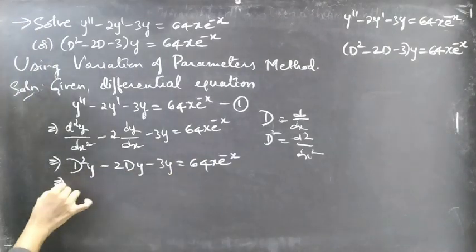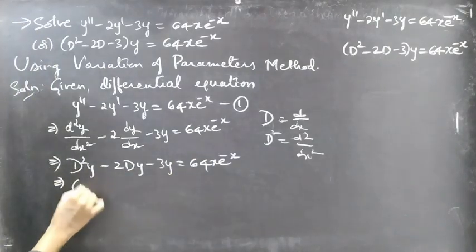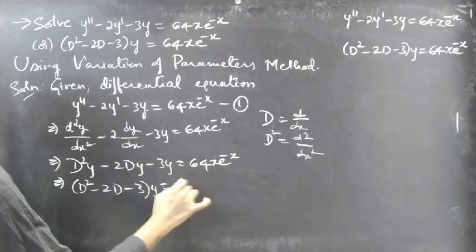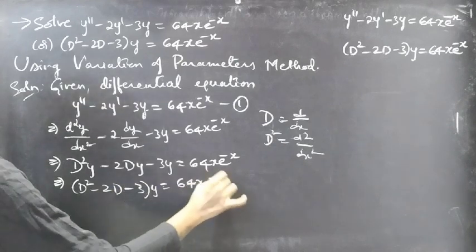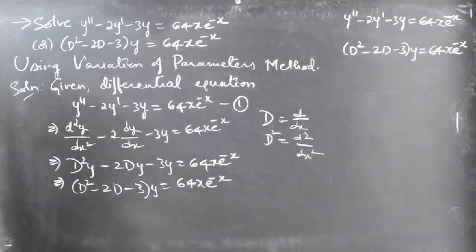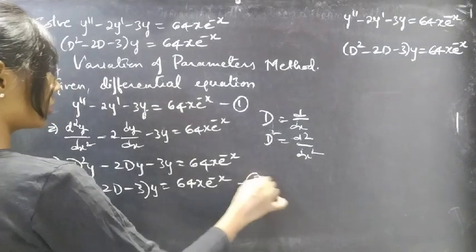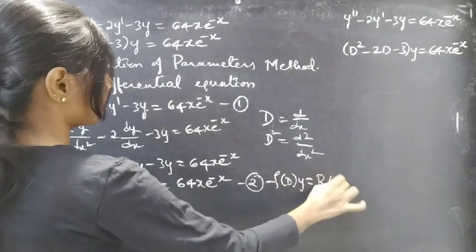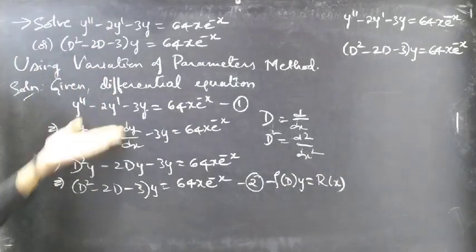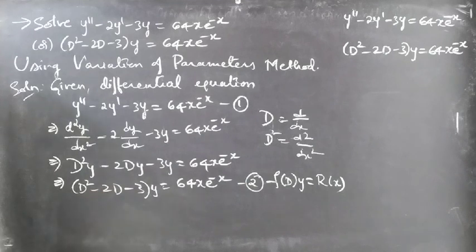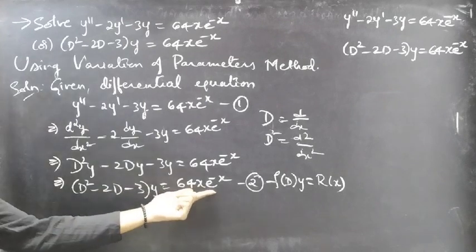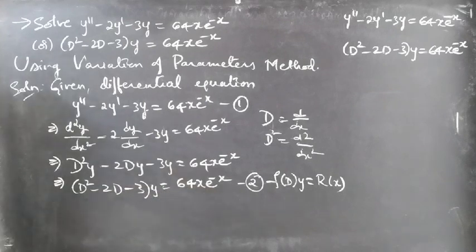Now take y common from all the three terms of LHS. We'll get (D² - 2D - 3)y = 64x e^(-x). Consider it as equation 2, which is an operator form. Say f(D)y = some function of x. Equation 1 in operator form is our equation 2, right? Where f(D) is D² - 2D - 3 and R(x) is 64x e^(-x).